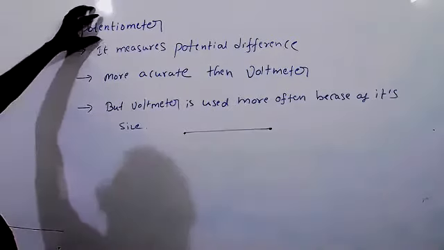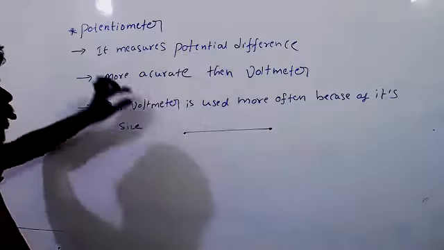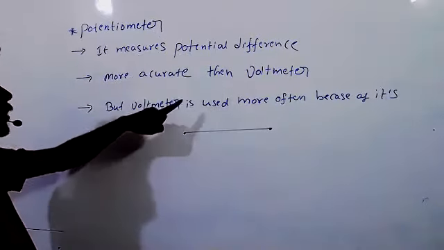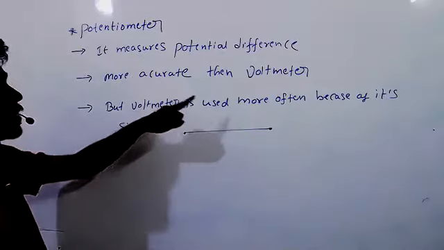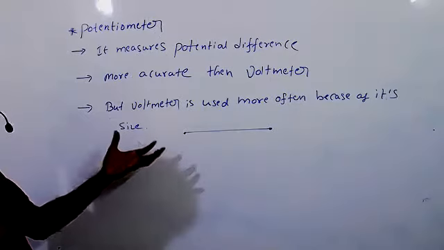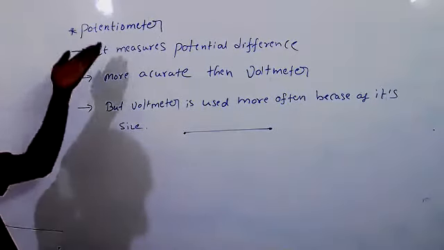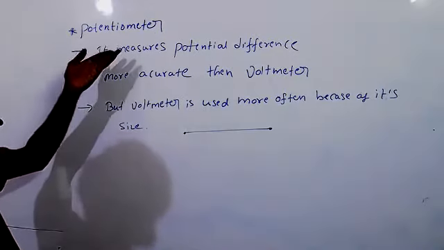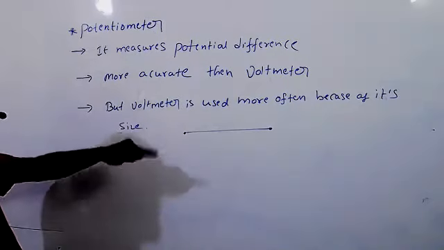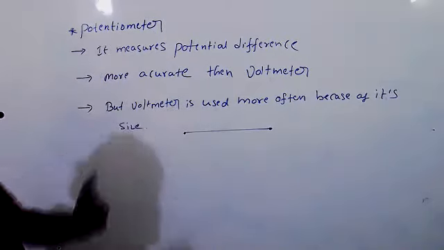Okay, so the potentiometer measures the potential difference. It is more accurate than the voltmeter, but mostly we will use the voltmeter because its size is very small and it is convenient. The potentiometer's size is very large, that's why we don't use it more. But if you want an accurate value, then definitely you have to use the potentiometer only.